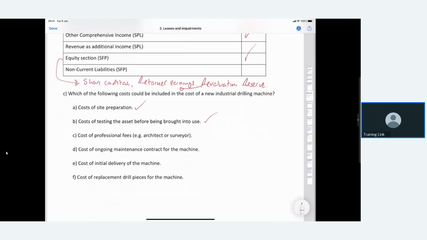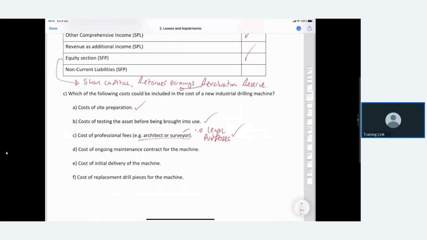Cost of professional fees. Well, if it was a case of legal fees, which I believe this is actually referring to, so we've got architect or surveyor, for legal purposes, to be able to actually use the asset. It may be that a surveyor has to sign off on it before you can actually use the area in which you've placed that asset. They can be included within the cost of the asset.